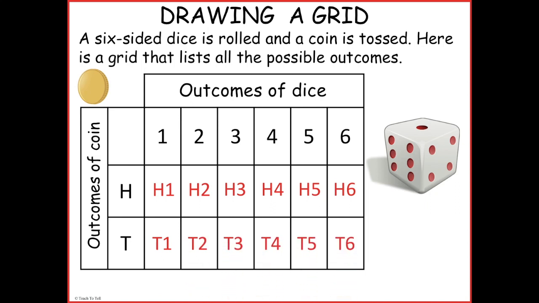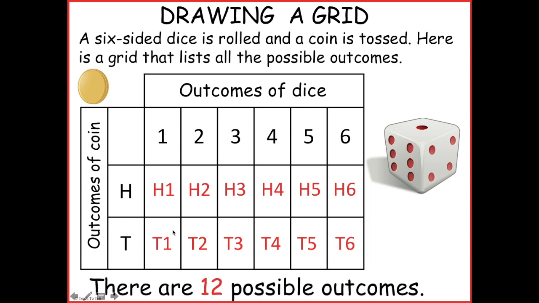Again, I have my chart here. Count them up. 6, 12. I also get 12 possible outcomes. So it's whatever you are comfortable with.